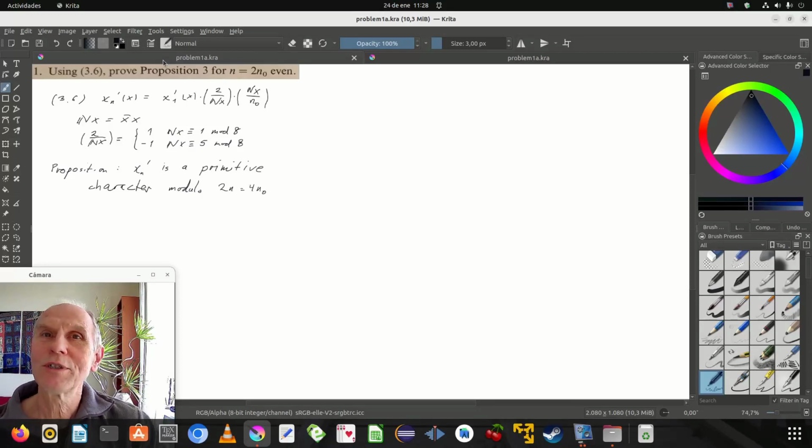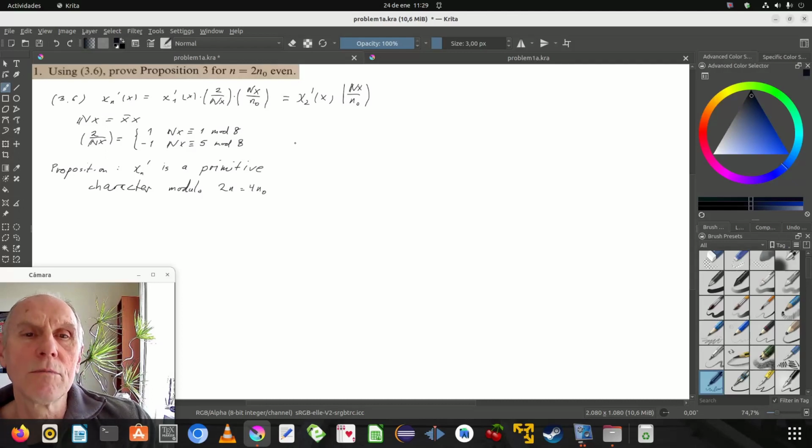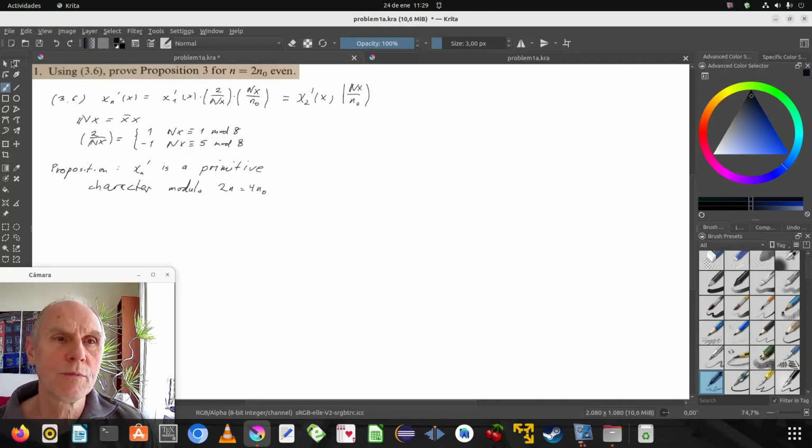January 24th, 2023. It's time to start on the problems of section 3 and chapter 2. They say we should use this formula, but I'm more inclined to rewrite it, because this is chi 2, chi 2 mark. So what I would like to do is to prove the proposition for chi 2 and then use formula 3.6 to do it in general.